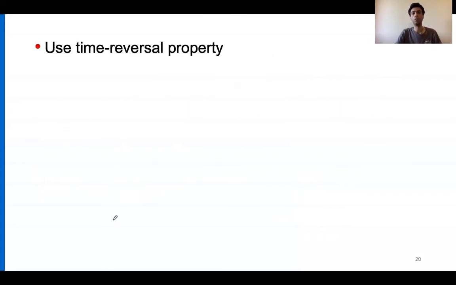Okay, so now here we will use the time reversal property. How? Simply I know H2(Z) is stable. Given any x[n], I can estimate my y[n] simply by convolution, right?